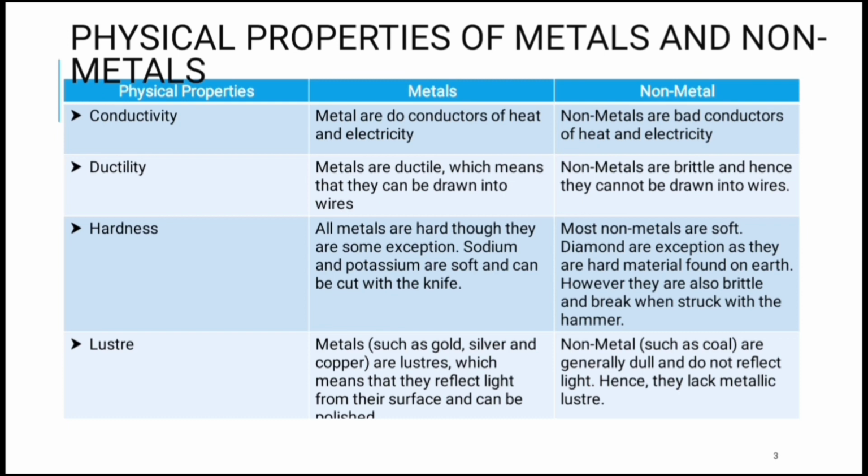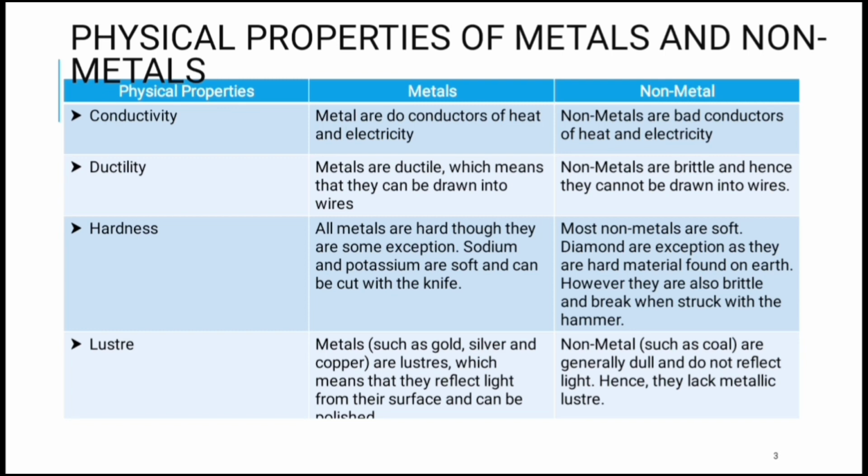Next comes hardness. Except sodium and potassium, all the metals you see in our surroundings are made up of a very hard surface, very hard texture. If we take a knife and try to cut sodium and potassium, they will be very easily cut. Non-metals are comparatively soft when compared to metals.